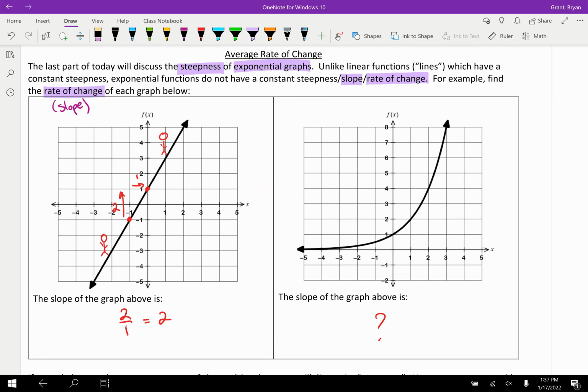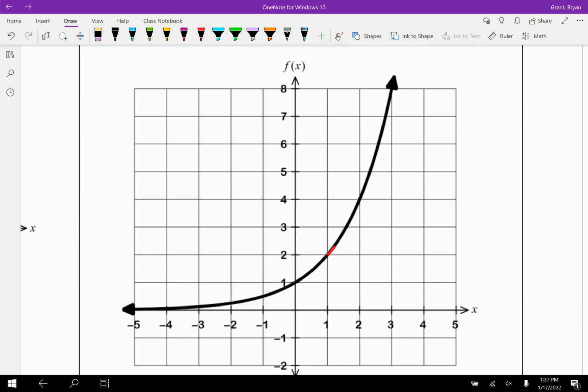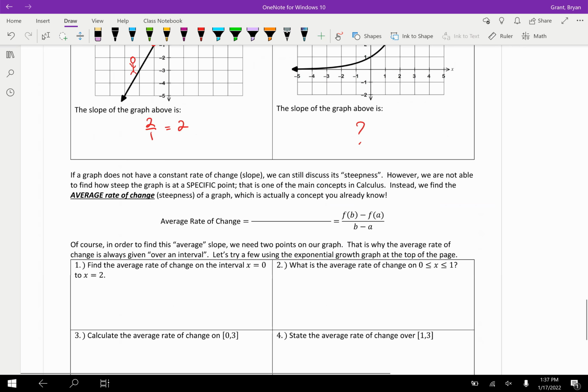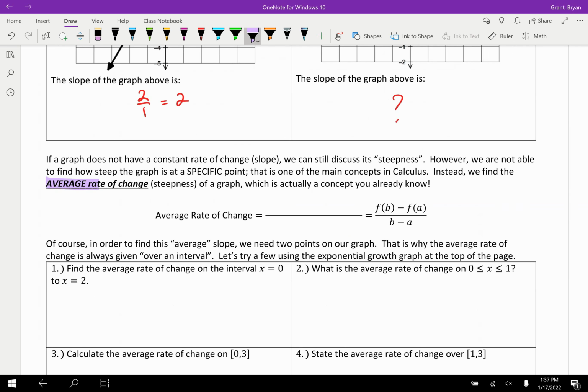Now, if we're going to talk about on average, maybe I would just highlight this little segment here. Say, on average, how steep is that? Well, you'd probably take the steepness at the beginning, the steepness at the end, and you would average them, right? You'd add them up and divide by the 2 points, and that'd give you an average steepness. And that is pretty much what the average rate of change tells us to do. The average rate of change, or the average steepness, is a concept we already know. We are going to pick 2 points, and we are going to find the rise and the run of the 2 points. This is realistically our slope formula, right?